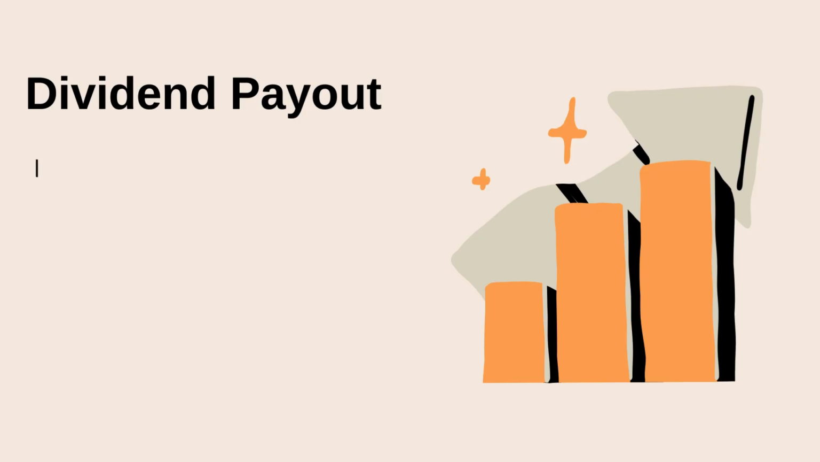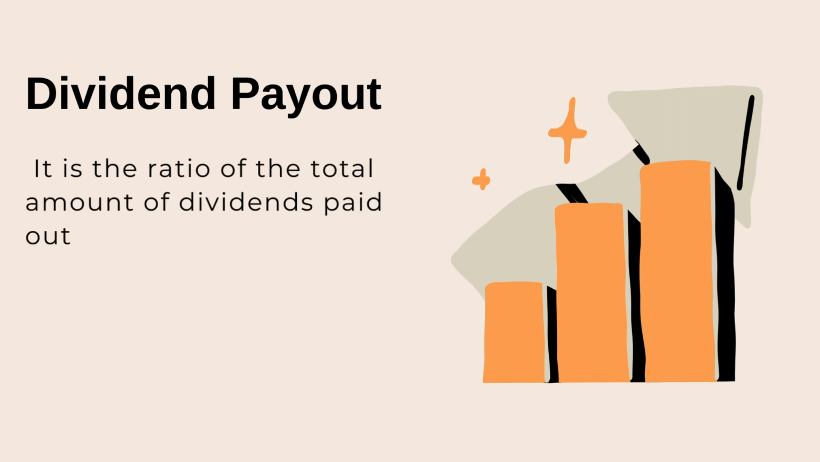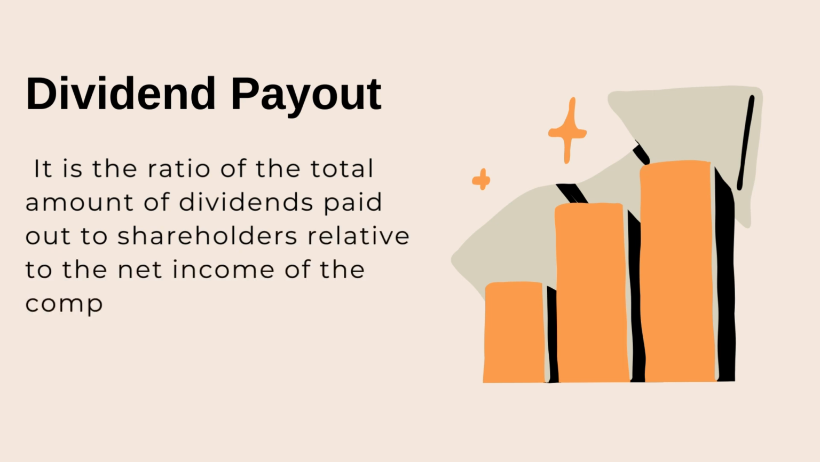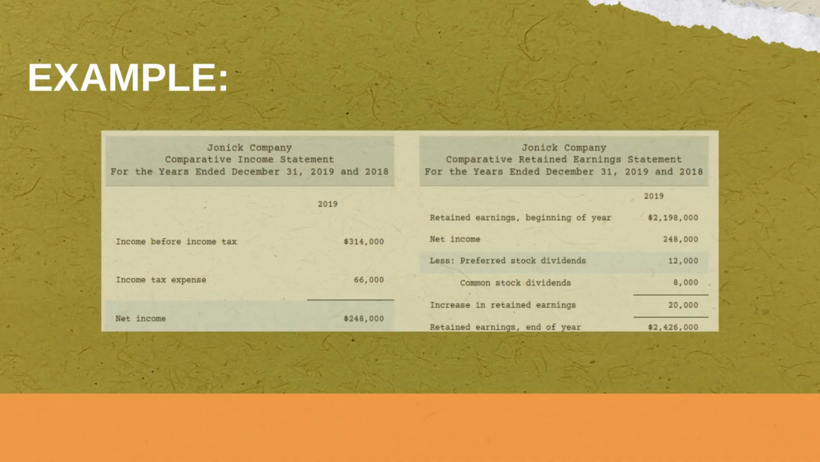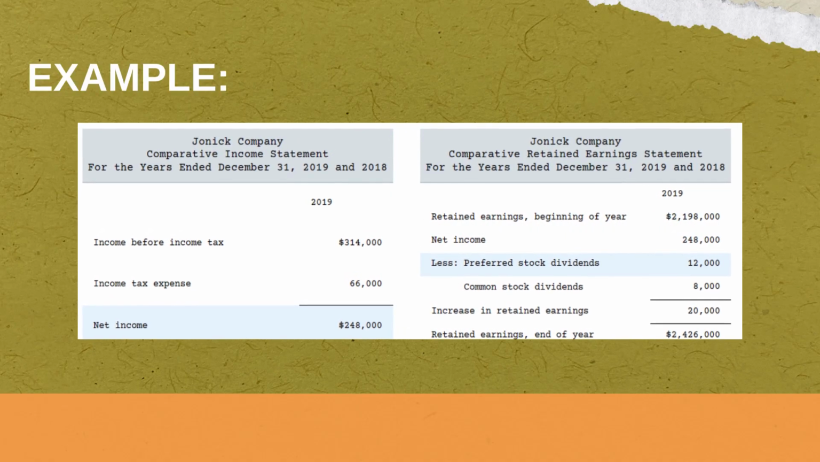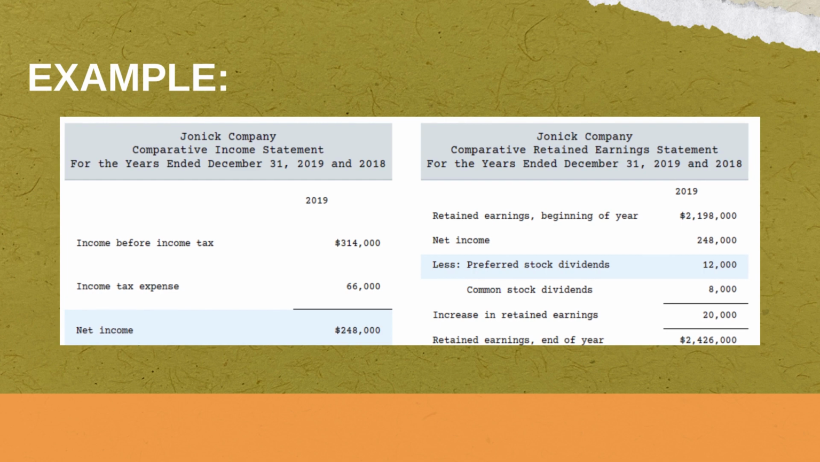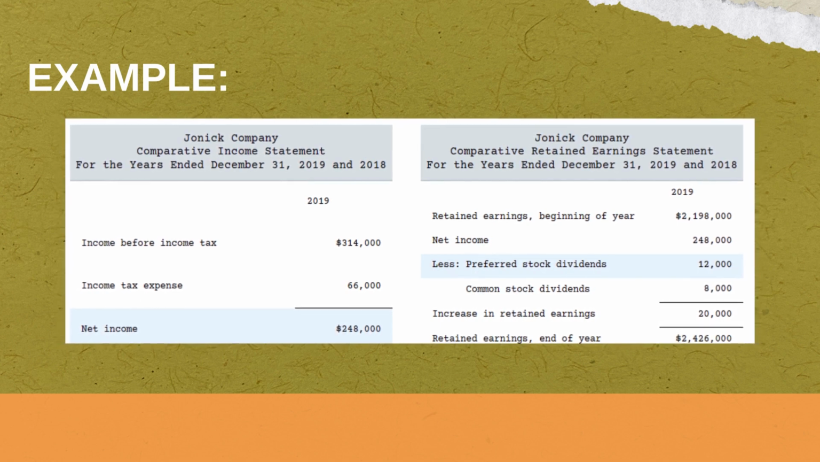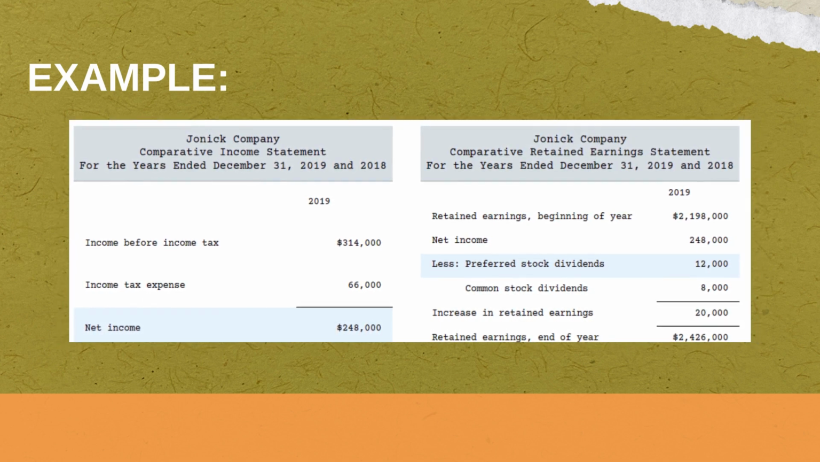Let us now discuss the dividend payout. Dividend payout is the ratio of the total amount of dividends paid out to shareholders relative to the net income of the company. Here is an example. Johnny Company comparative income statement for the years ended December 31, 2019 and 2018. Its income before income tax is $314,000 and its income tax expense is $66,000. The net income would be $248,000.